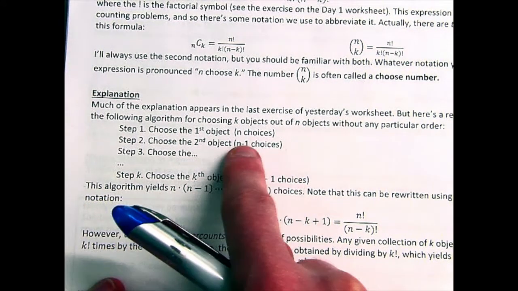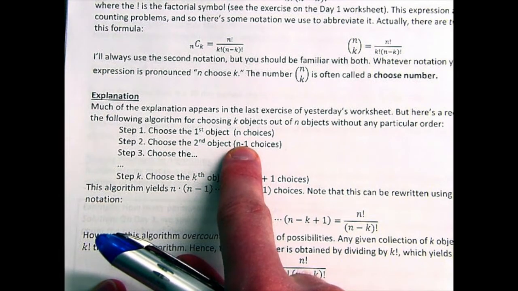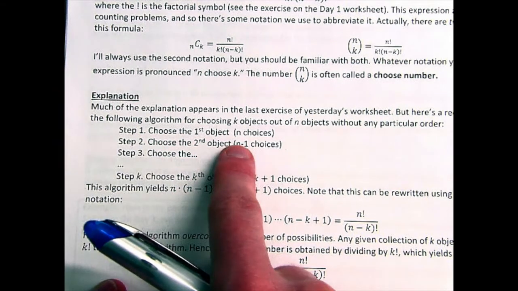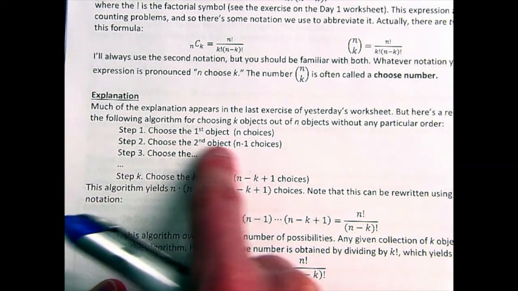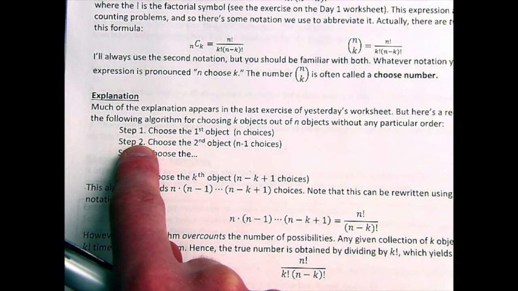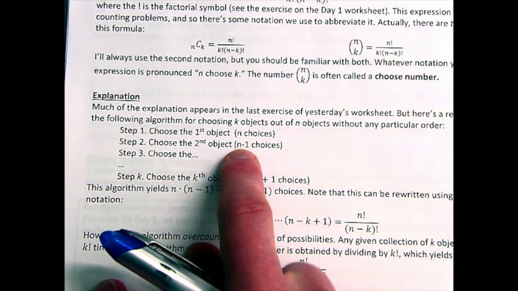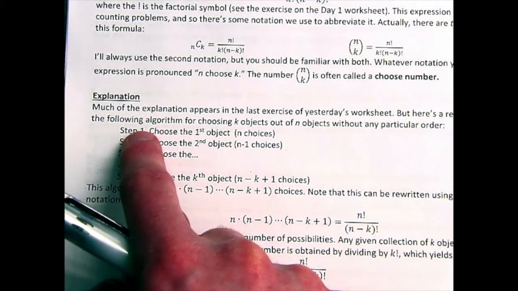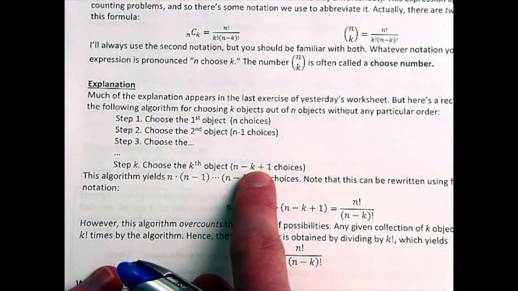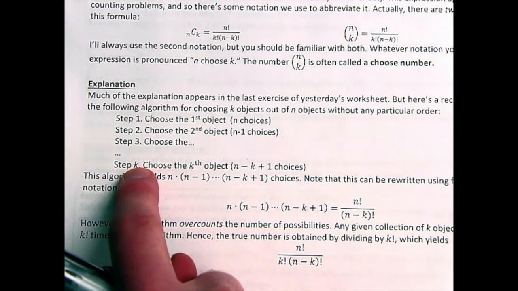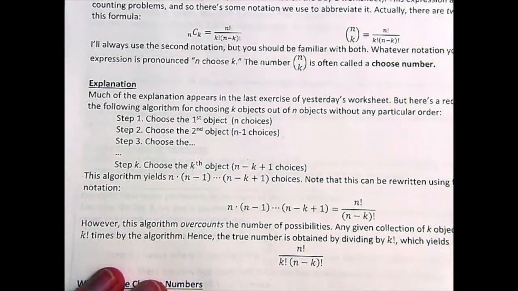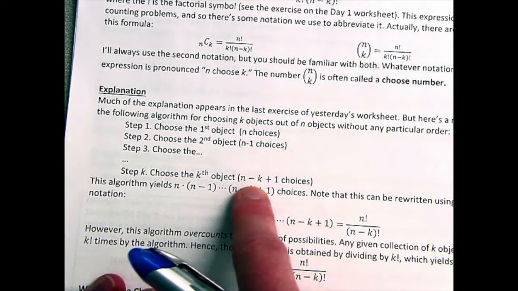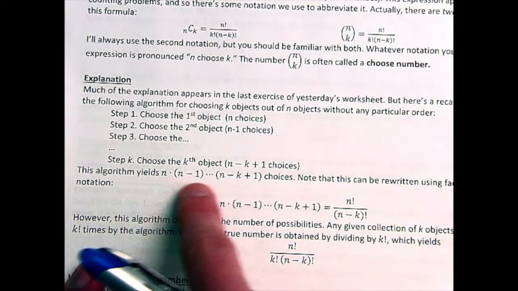If you notice, the number that appears here is not exactly n minus the step number, it's n minus the step number plus 1. Like for step 2, n minus 2 plus 1 is n minus 1. That's why this is n minus k plus 1 for step k. Okay, that's just consistent. So if you used this algorithm, you would multiply all these together, n times n minus 1, all the way down to n minus k plus 1, and that would give you this expression here.